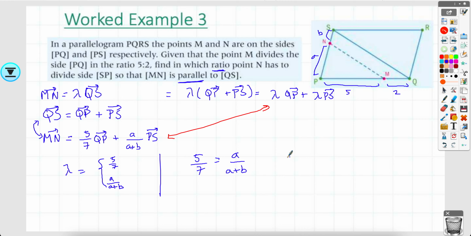And you can immediately see that 5 is equal to A, and B is going to be equal to 2, and obviously A plus B is equal to 7. So the ratio that N has to divide S to P will be a 2 to 5 ratio. It's a 5 to 2 here, but the question is S to P. So S to P here, it has to divide 2 to 5. So just make sure that you're answering the question clearly.